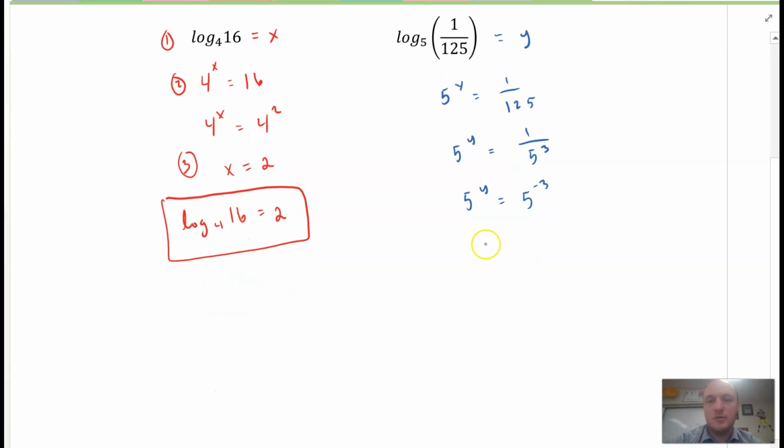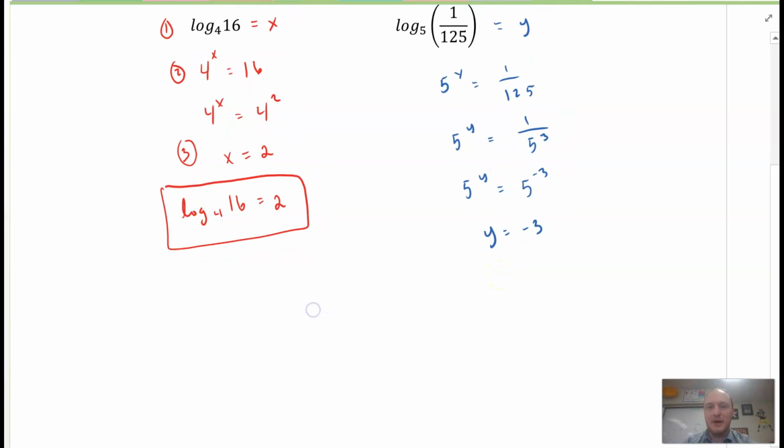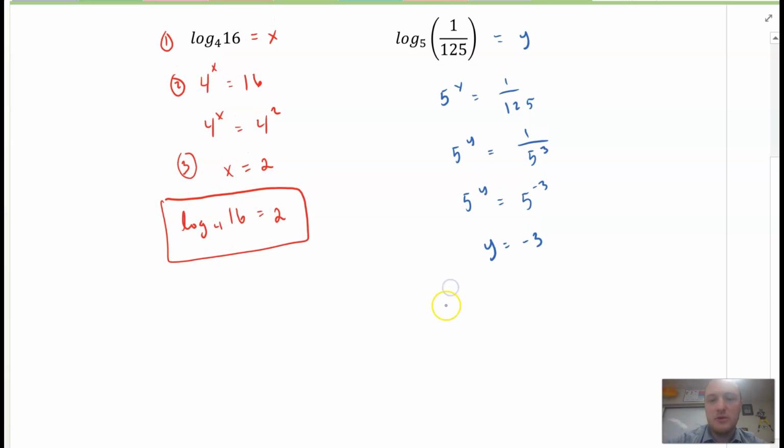Okay, and thus we know, using the exponential property of equality, that y is equal to negative 3. So it's important, don't box y equals negative 3, right? You want to evaluate the logarithm. So we just used a trick, or a method, to evaluate this logarithm. So log base 5 of 1 over 125 is equal to negative 3.